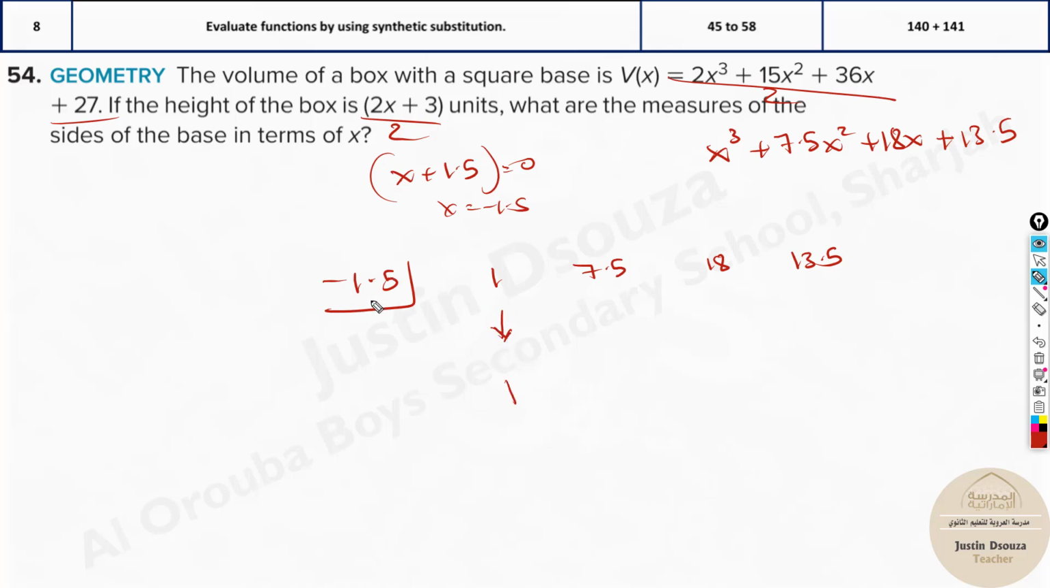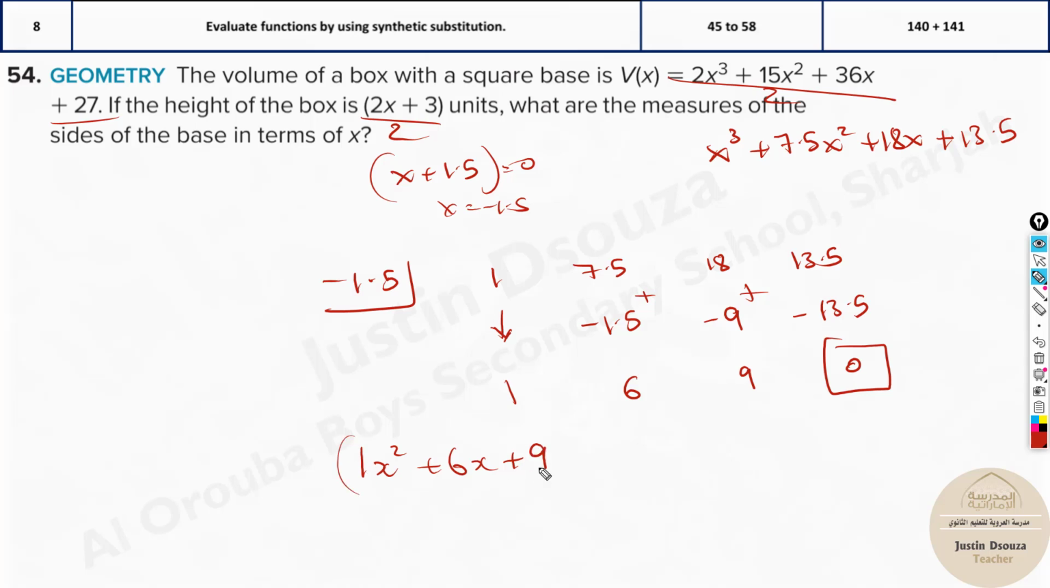It becomes 1, multiplied over here, it'll be negative 1.5. Add them up, it'll be positive 6. Multiply 6 times negative 1, it'll be minus 9. Add them up, it'll be again 9 positive. Multiply it, it'll be negative 13.5. And the answer is 0. So this is the factor. So it is 1x squared plus 6x plus 9.